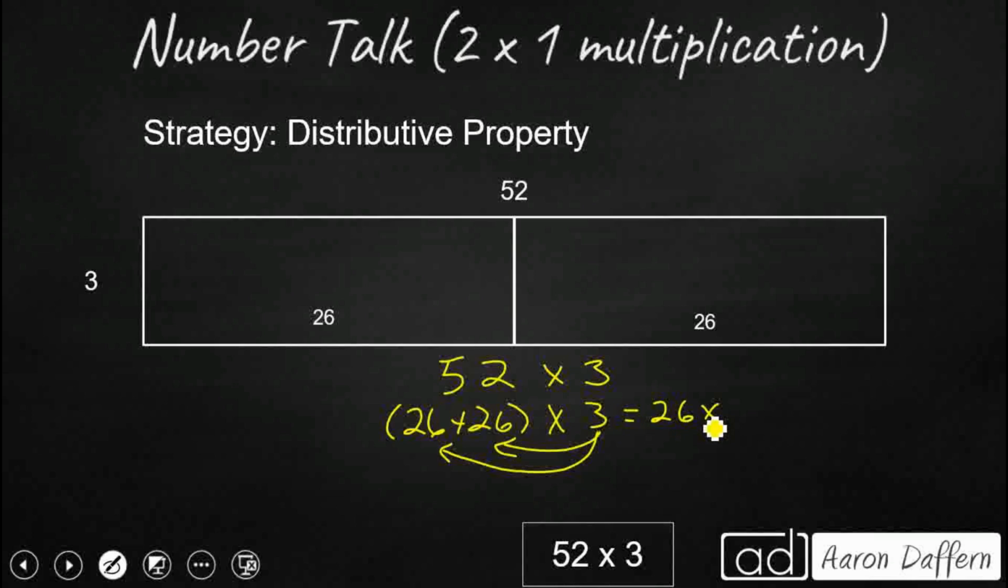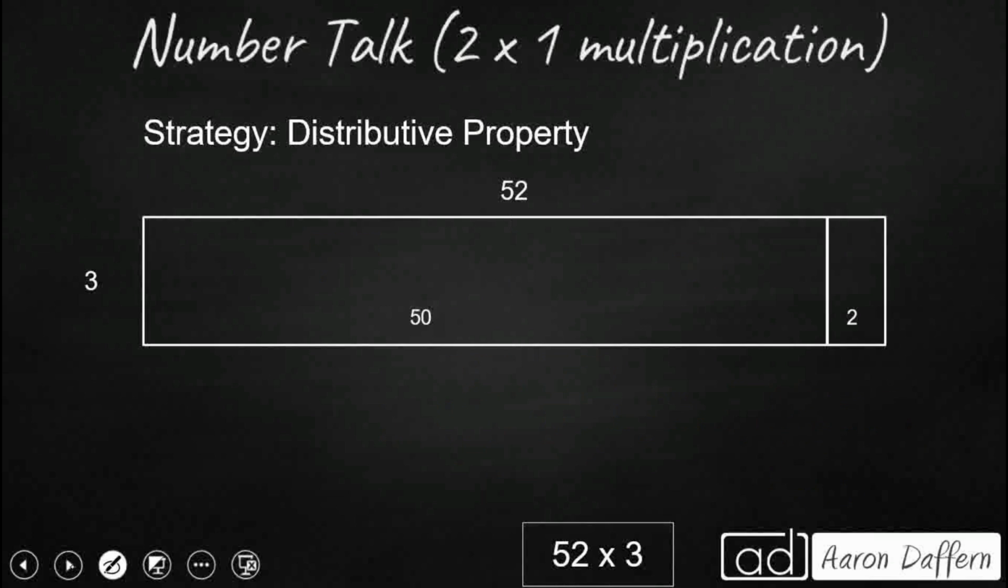26 times 3. So you've got to think, 25 times 3 is 75. So an extra 3 is going to get you 78. We're going to add another 26 times 3. That's going to get you 78. And you still get your same answer of 156.